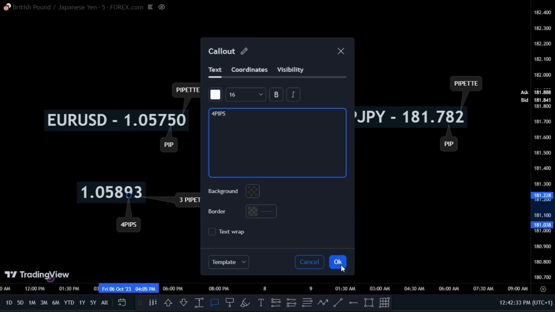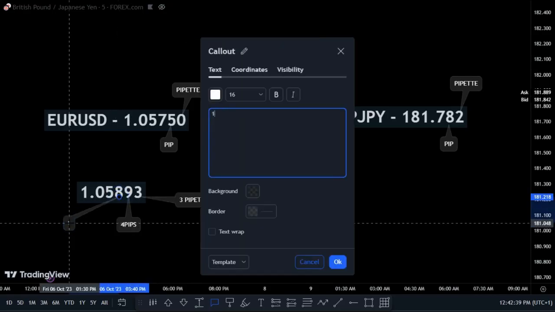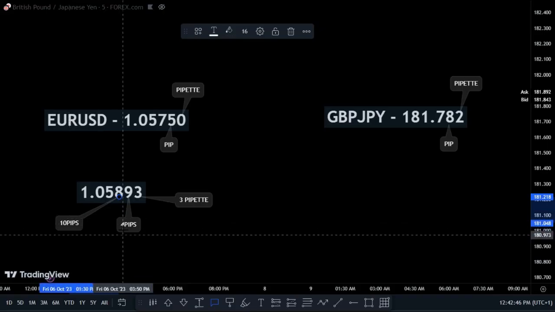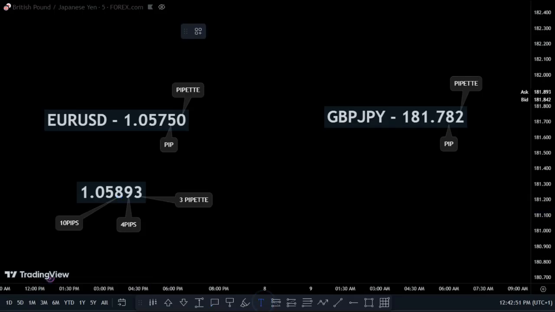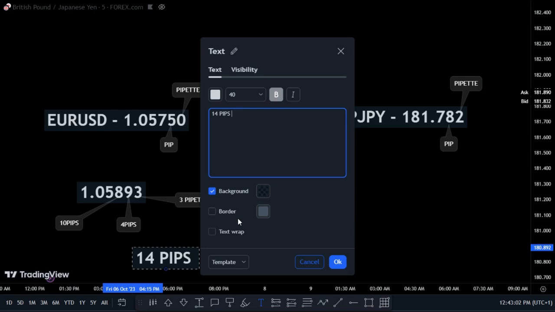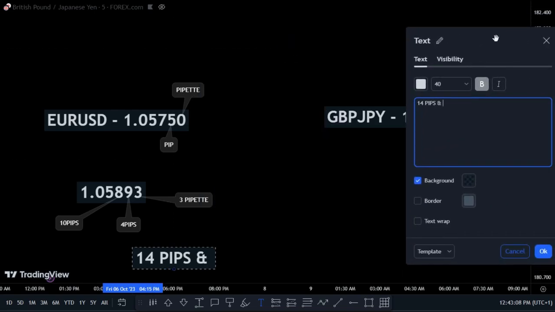And over here we added an extra 10 pips. So that put together would be 10 plus 4, 14, plus 3, so the entire move would be 14.3 pips, or we can say 14 pips and 3 pipettes.